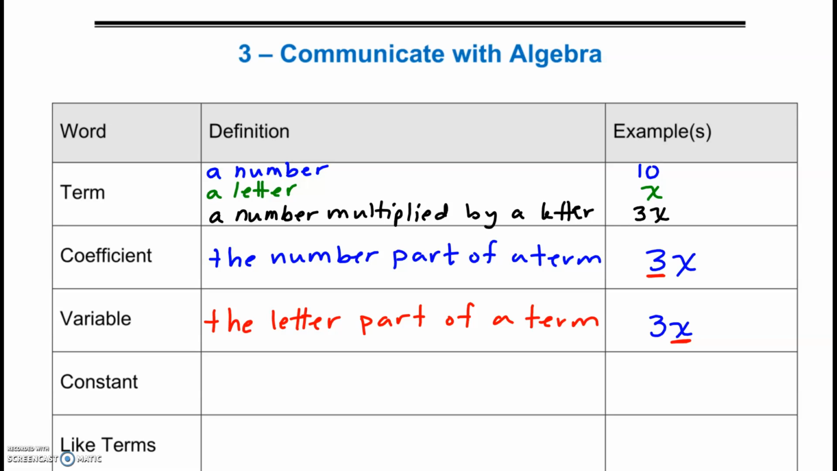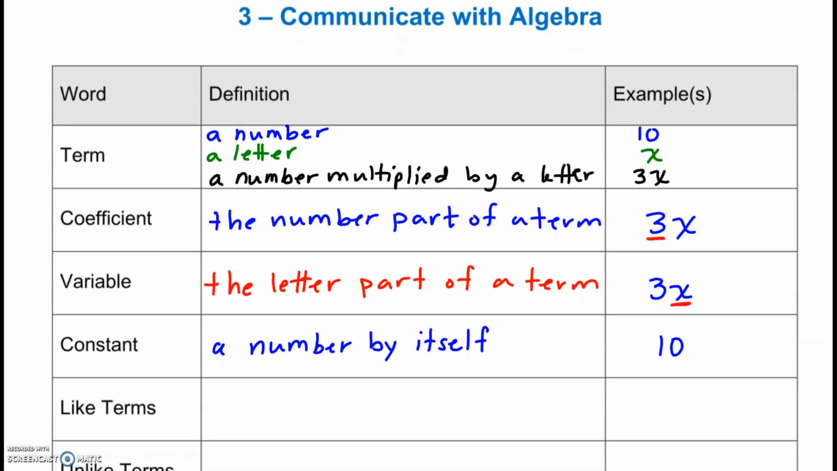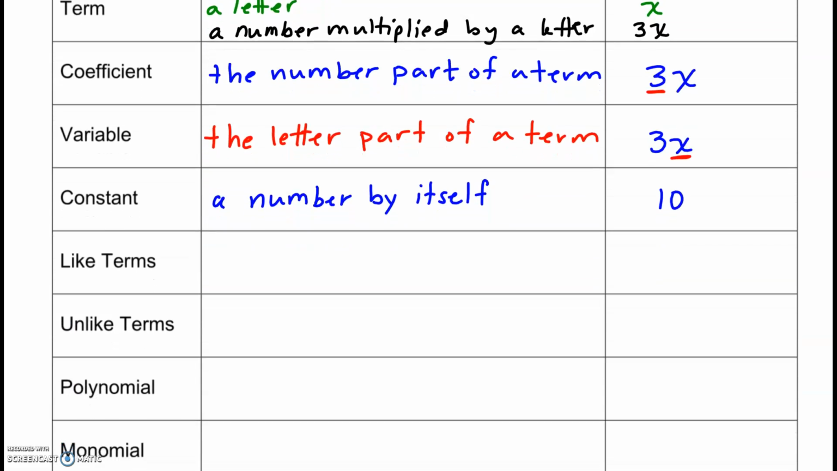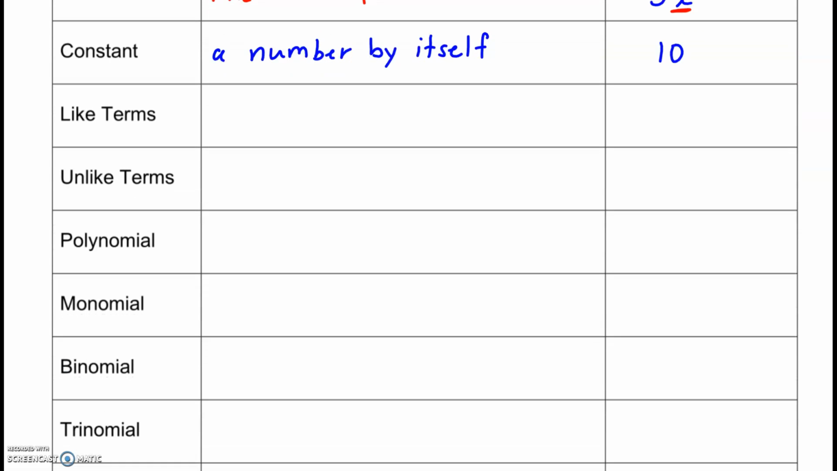Now, if I go back all the way up to the top with my example of 10, and I write it here, when you have a number by itself, that's a constant. And when we go through these definitions, you're not going to remember them right off the bat. But after we get through this, we're going to go through and do examples using these words, and that will help us remember it. All right, let's go to the next set of words.